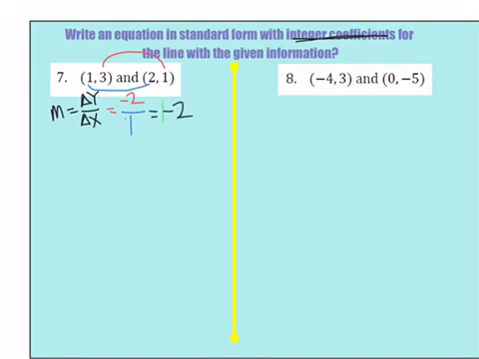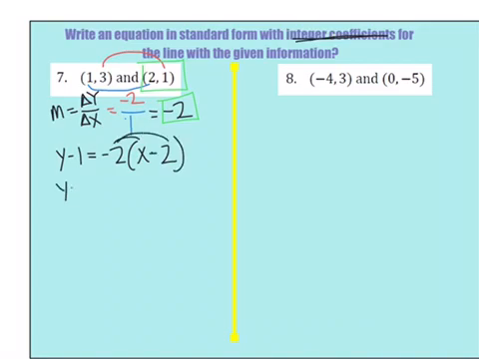So I'm going to go ahead and use the negative 2 as my m, and then I'm going to use this point here. It doesn't matter which one you pick. Just be consistent with the one that you use. And now it's the same as it was for number 5 and 6. So I'm going to plug it into my point slope form. Y minus y1 equals m times x minus x1.